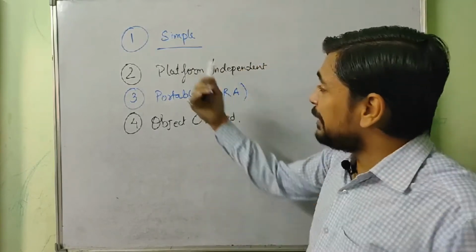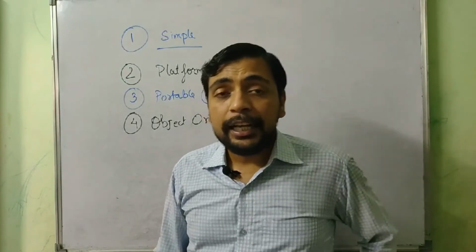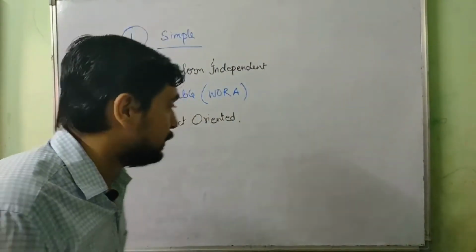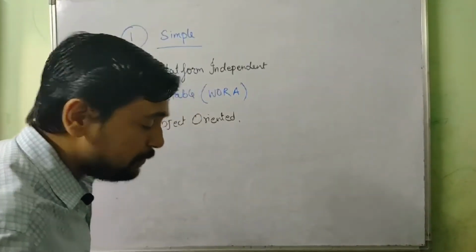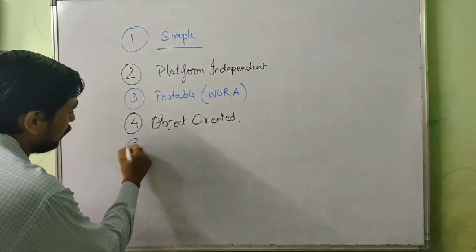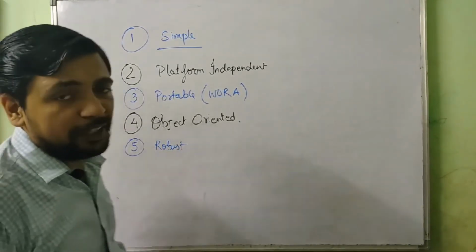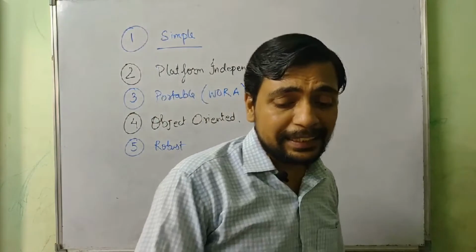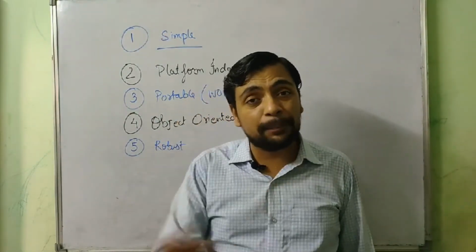So Java is simple, Java is platform independent, Java is portable, Java is object oriented. Next thing is Java is robust. Java is strict for its rules, and Java does not change the rules frequently. So anything that is already decided is decided. It is not going to change, and it's the same for all the platforms.